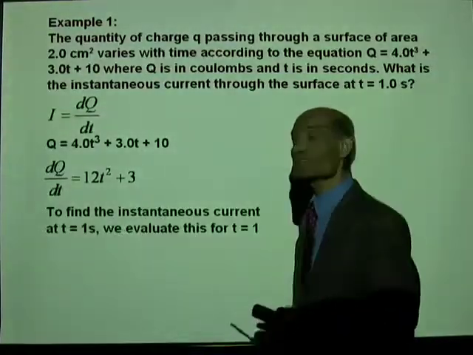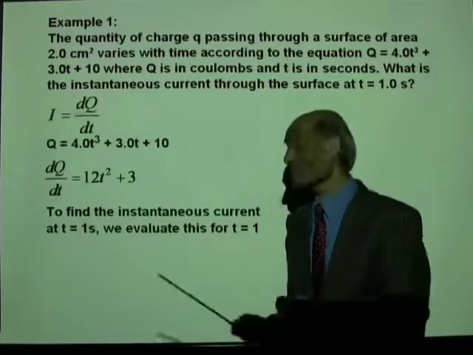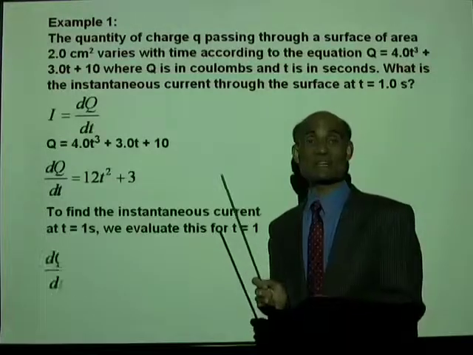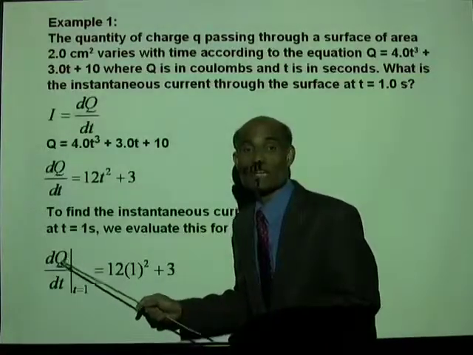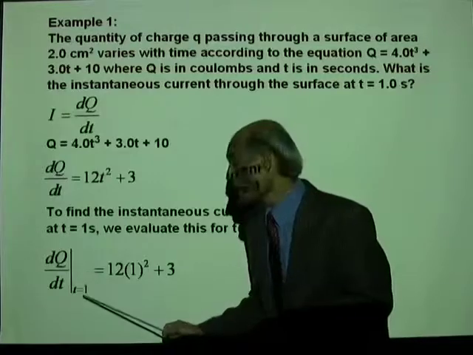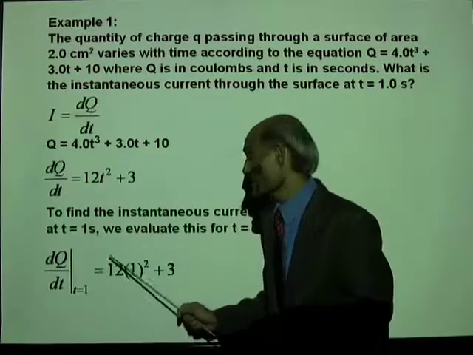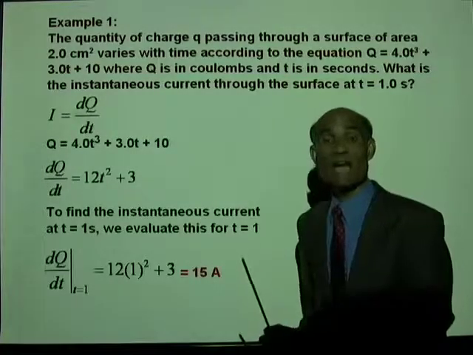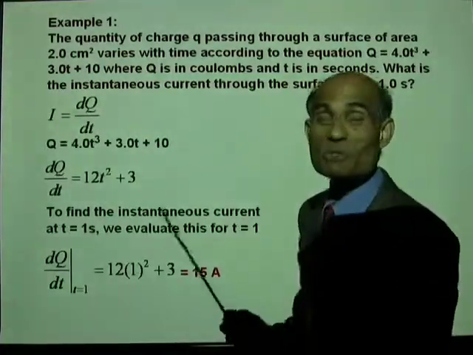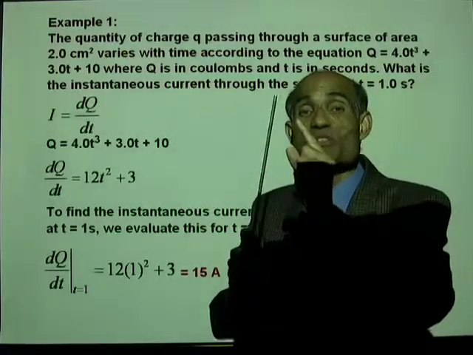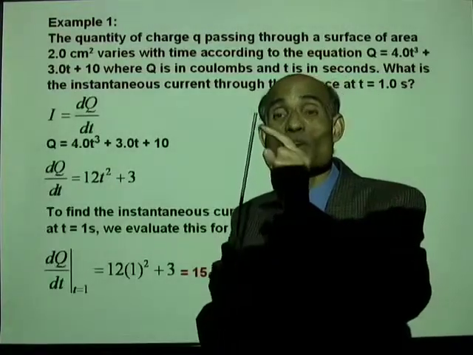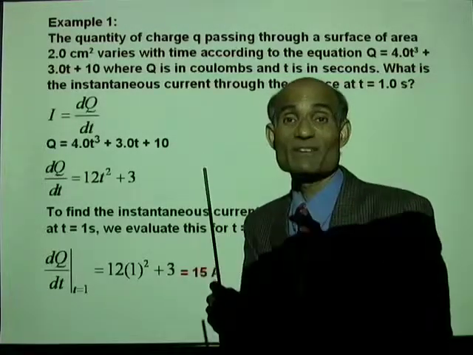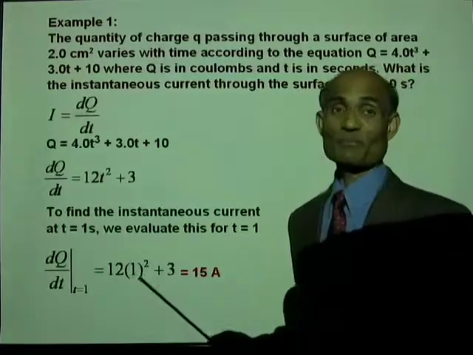So to find the instantaneous current at t equal to 1 second, we find the value of this at t equal to 1 second. So look at the way I write it. dq by dt when t equal to 1 is 12 times 1 squared plus 3, that is 15 ampere. So at that particular instant, there are 15 coulombs of charge crossing a section of the conductor per second. That is the meaning of this.